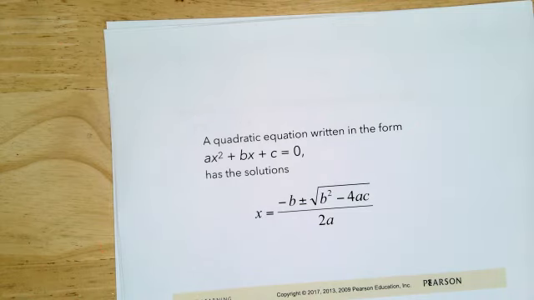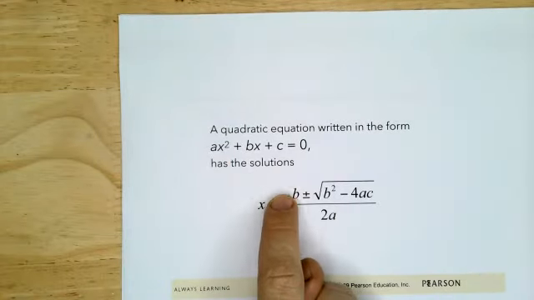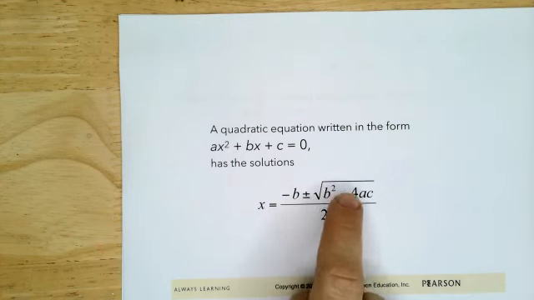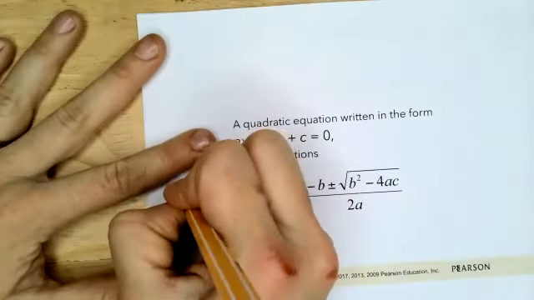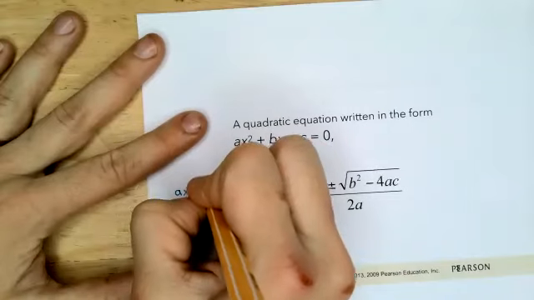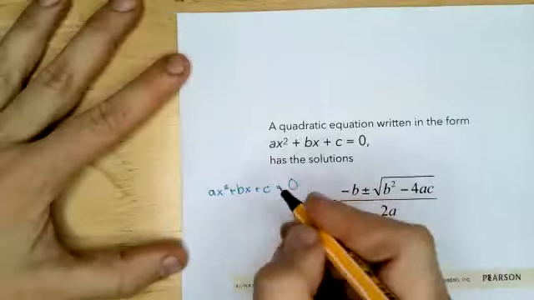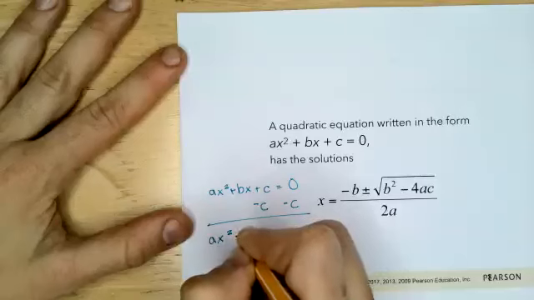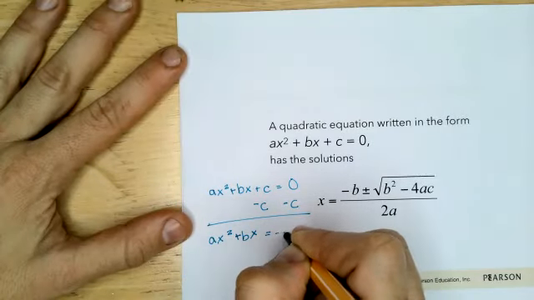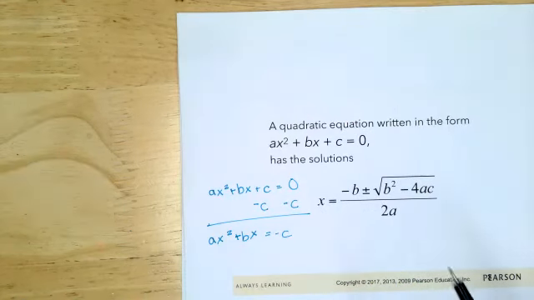Okay. A quadratic equation has the solutions, or x values, x equals -b plus or minus the square root of b squared minus 4ac over 2a. Why is that? That is because if you took this original equation and you solved it for x and did all of those steps, what you would end up with is x equals this. Okay.